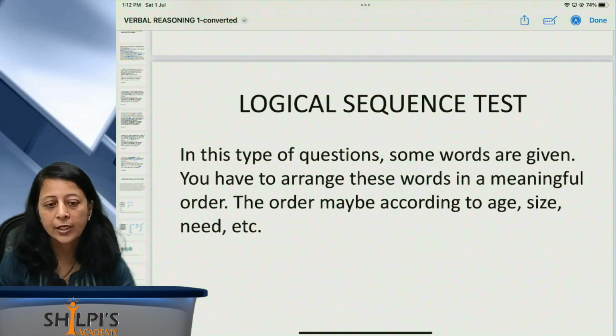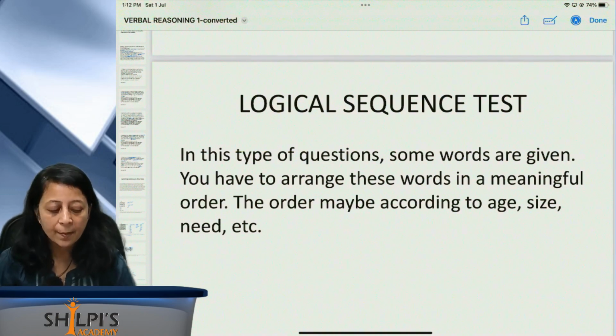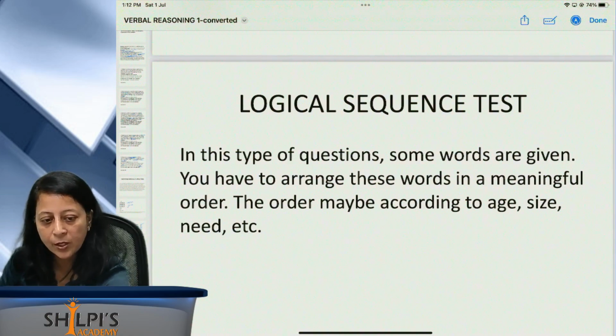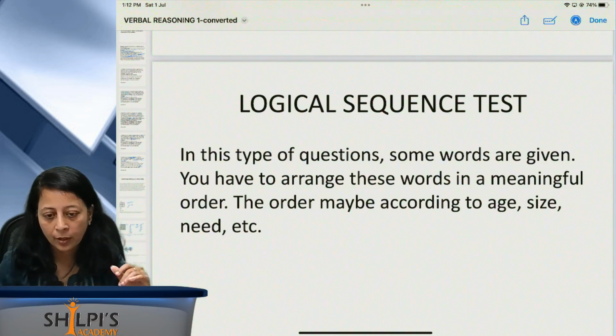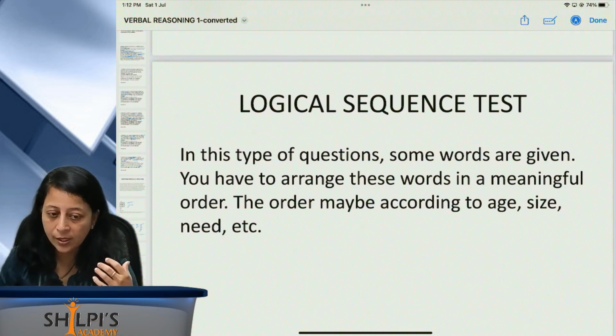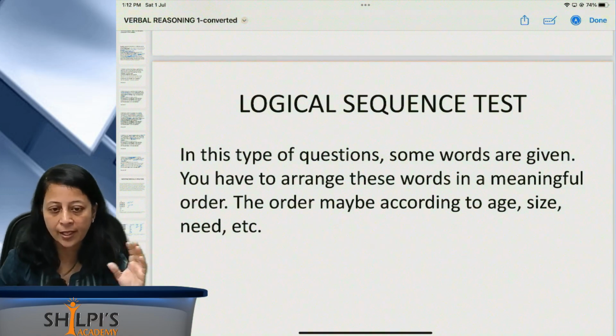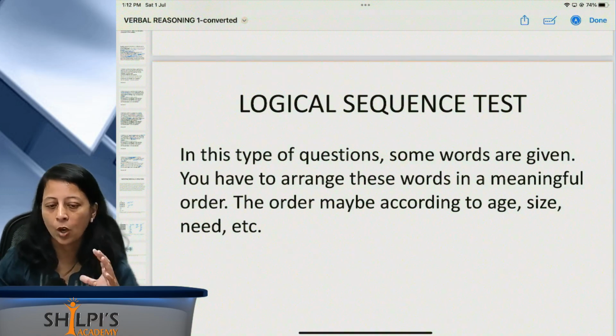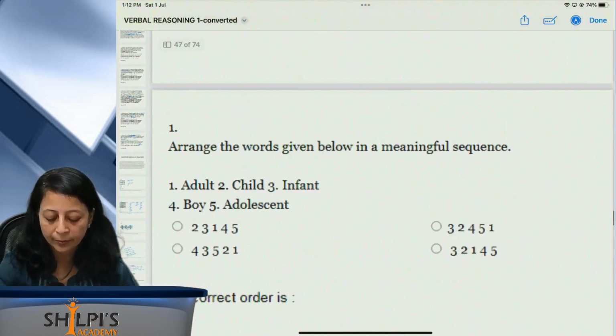Next is your logical sequence test. In this type of questions, some words are given. You have to arrange these words in a meaningful order. The order may be according to size, age, need, etc. In some logical order you have to arrange. Let us see how it is going to be.